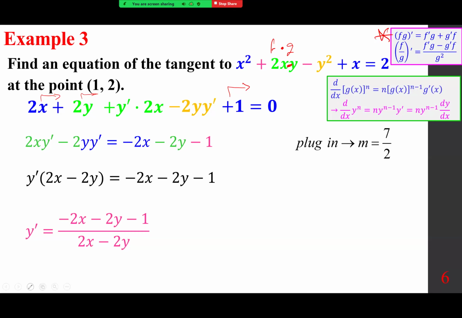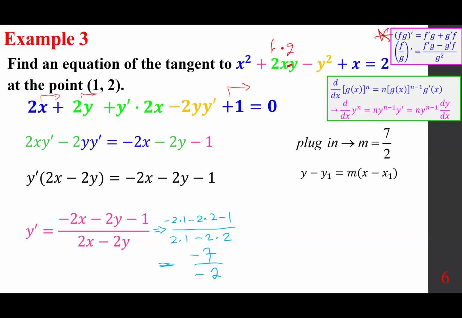So let me quickly show you. Negative 2 times x, which is 1. Negative 2 times y, which is 2, minus 1, over 2 times 1 minus 2 times 2, which results in negative 7 over negative 2, which is positive 7/2. Now, using the point slope, y minus y1, meaning y minus 2, equals m, 7/2, times x minus x1, meaning x minus 1.